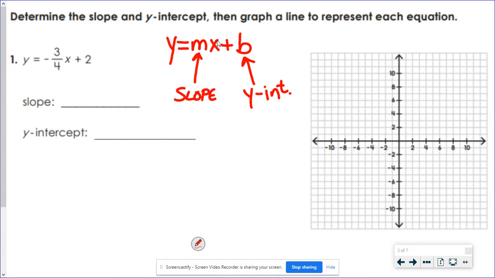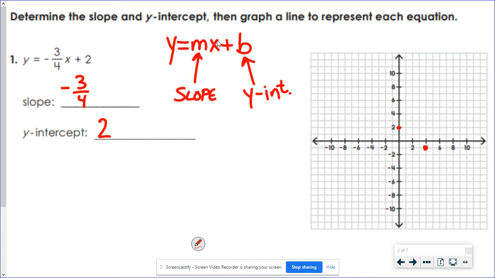So for number 1, in this problem, my slope is -3/4. That's the number that's in front of the x. And the y-intercept, it is positive, so it's just going to be at 2. So that means on the y-axis, I'm going to begin at 2. And since my slope is a -3/4, that means it's going downhill. So instead of going up 3 and right 4, I'm going to go down 3 and right 4. Remember, going down is negative, going right is positive.